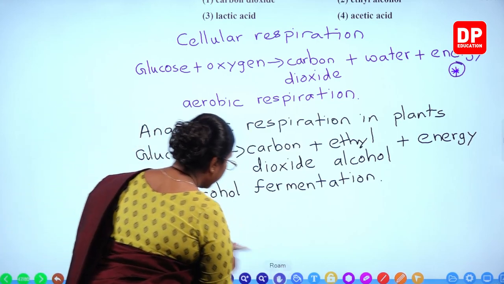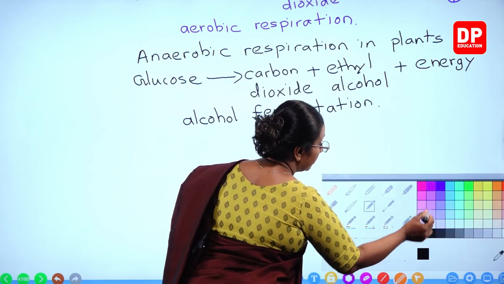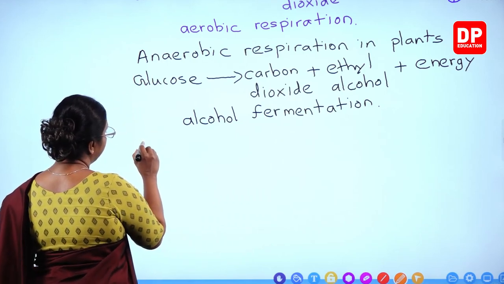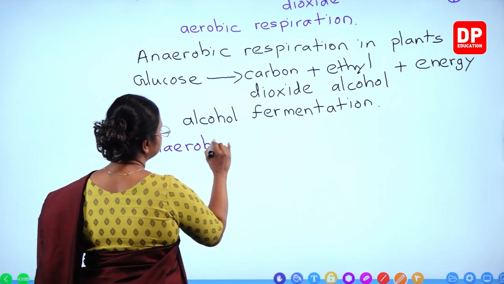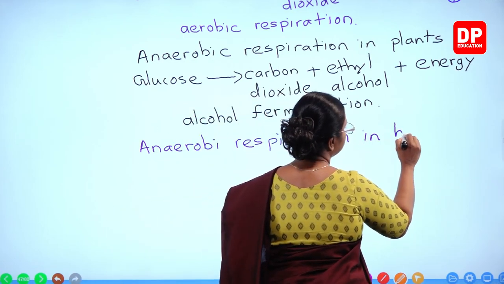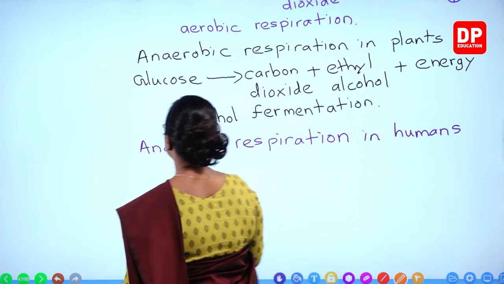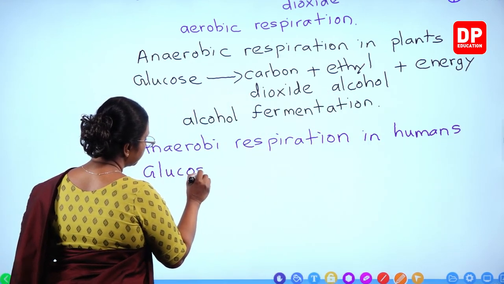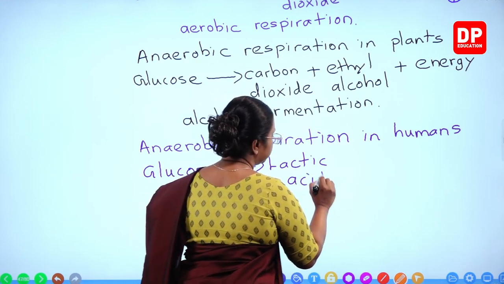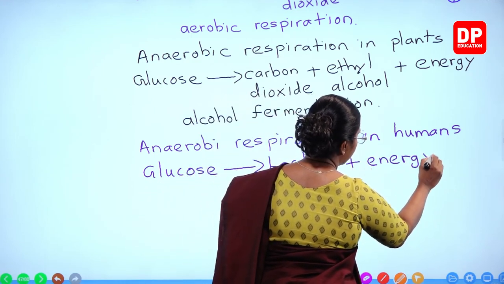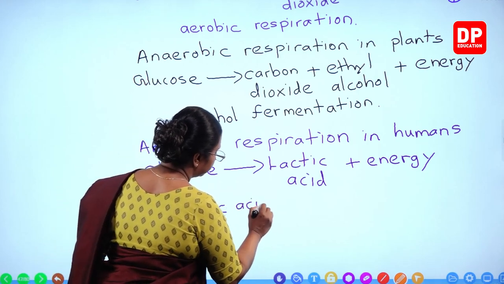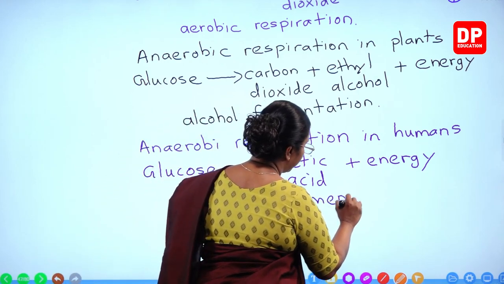Now, if you look at the anaerobic respiration in a human muscle or human body, in animals, there what happens? Again, glucose, no oxygen. We get lactic acid and energy. Only two products. So this is known as lactic acid fermentation.